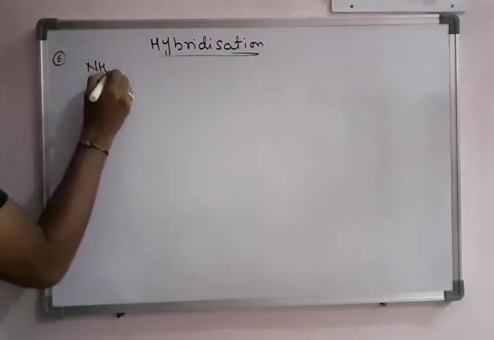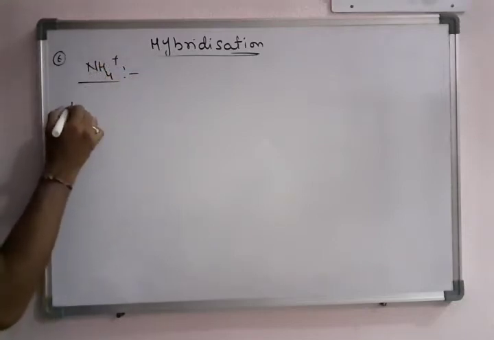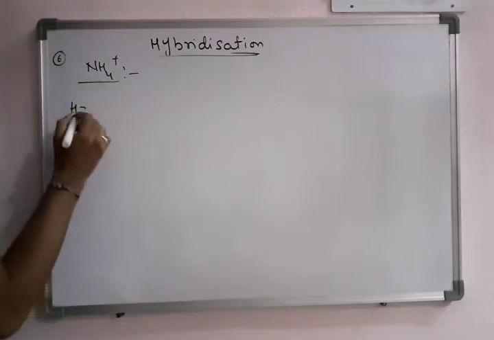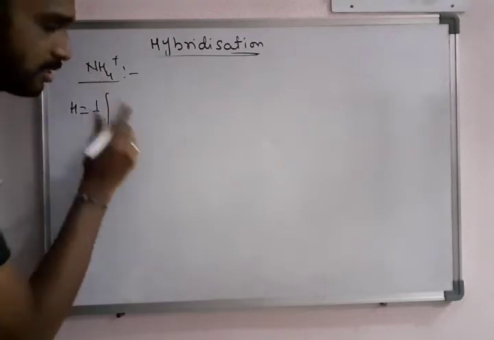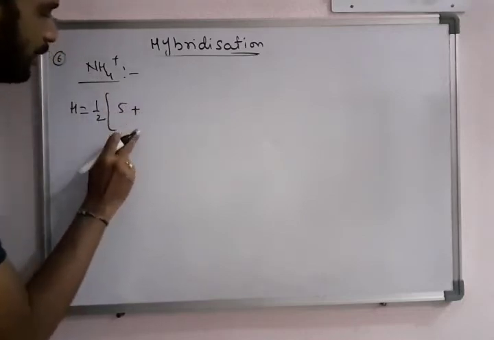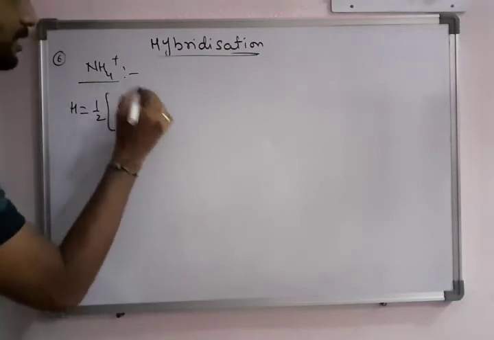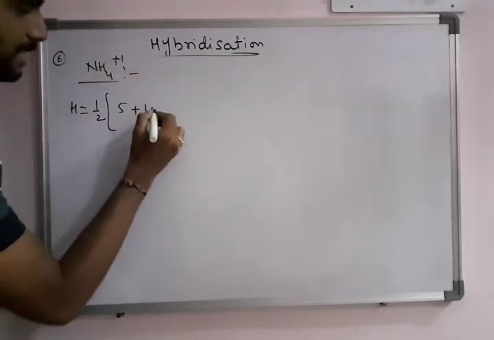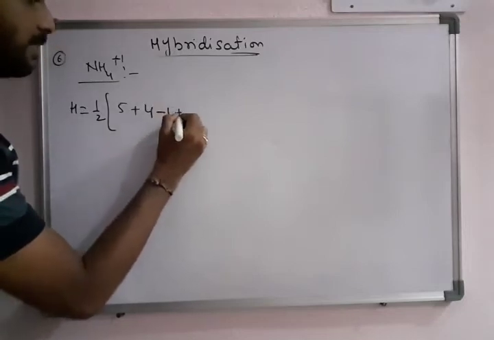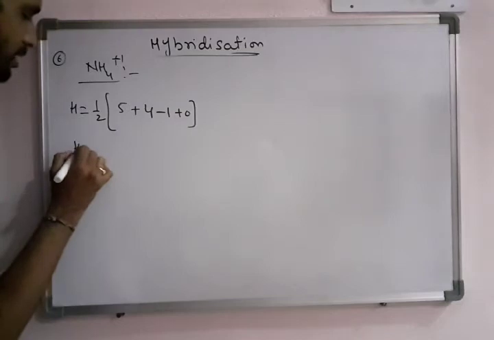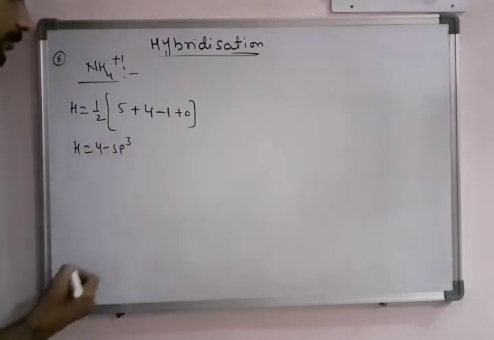There is the ammonium ion. Here the central atom is nitrogen. The number of hybrid orbitals equals half into the number of valence electrons in nitrogen, which we know is 5. How many monovalent atoms? 4. And what is the positive charge unit? That is plus 1, so minus the positive charge 1. There is no anionic charge. Here we get exactly 4, that is sp3.